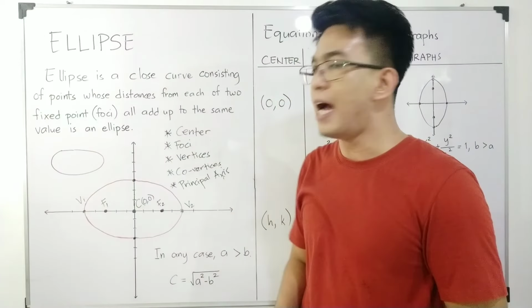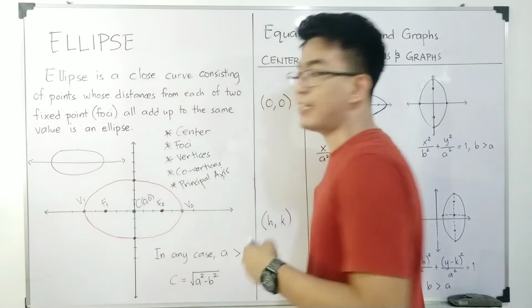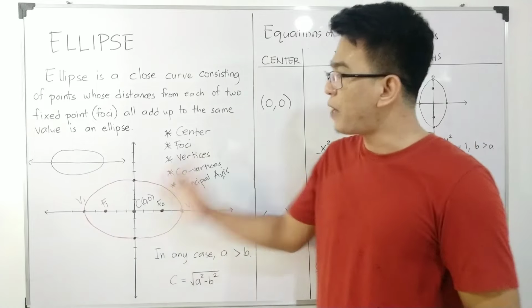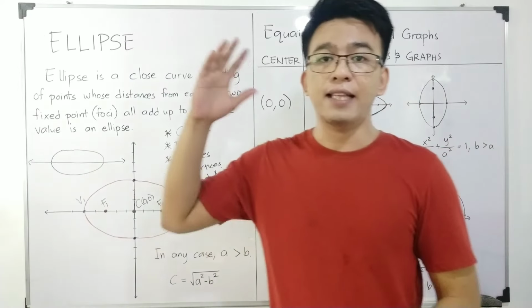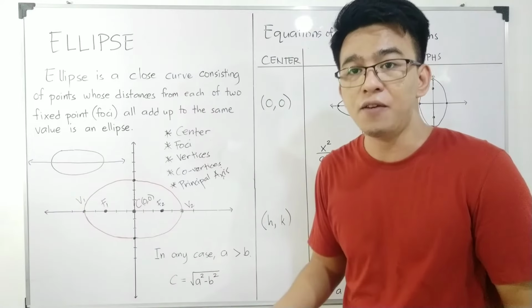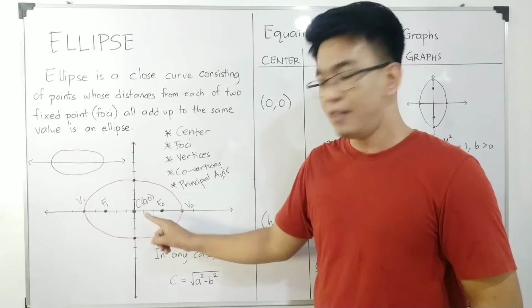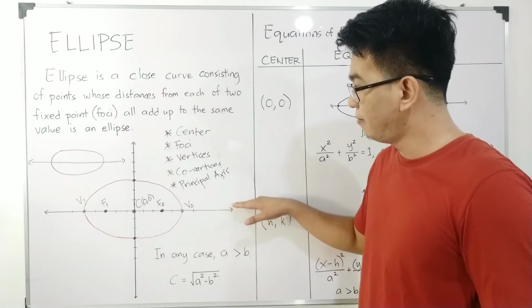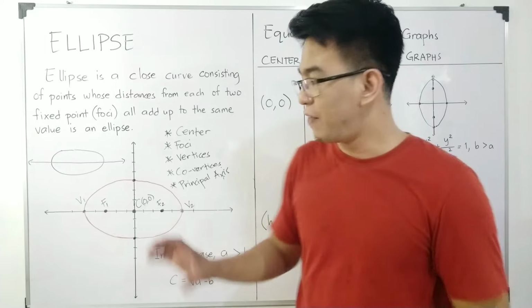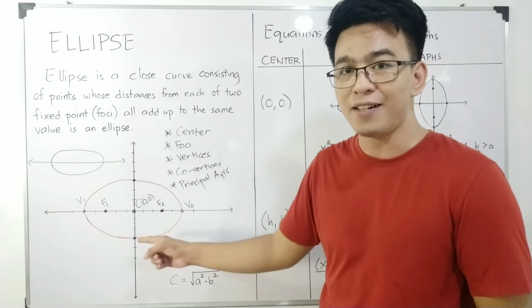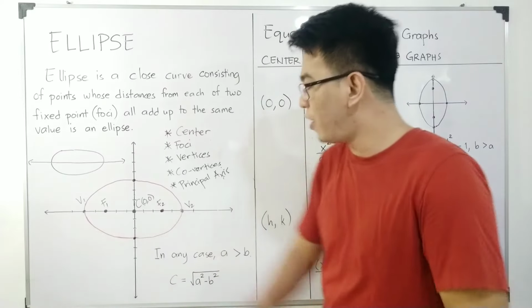Yung ating principal axis, that is the line passing through the center and the vertices at saka sa foci natin. Again, the principal axis is a line that passes through the vertices, the foci, and the center. Ngayon, nasaan dito yung ating principal axis? The principal axis here, since the ellipse center is at the origin, automatically, the principal axis is your x-axis. Tandaan po yan, ha? If ganito yung orientation ng inyong ellipse, and nasa origin ang center, your principal axis is the x-axis.